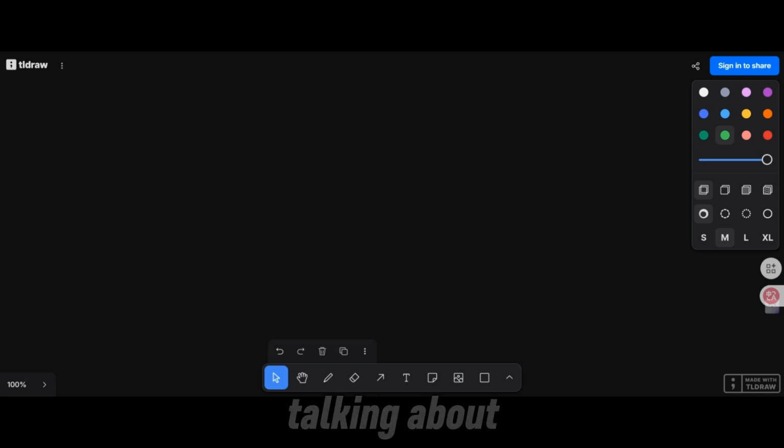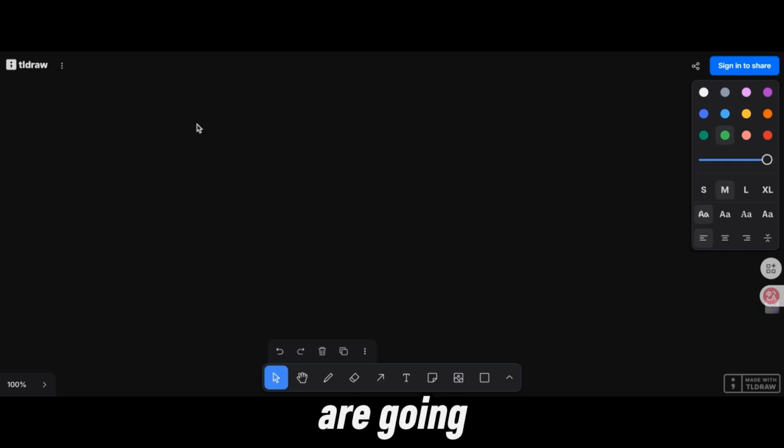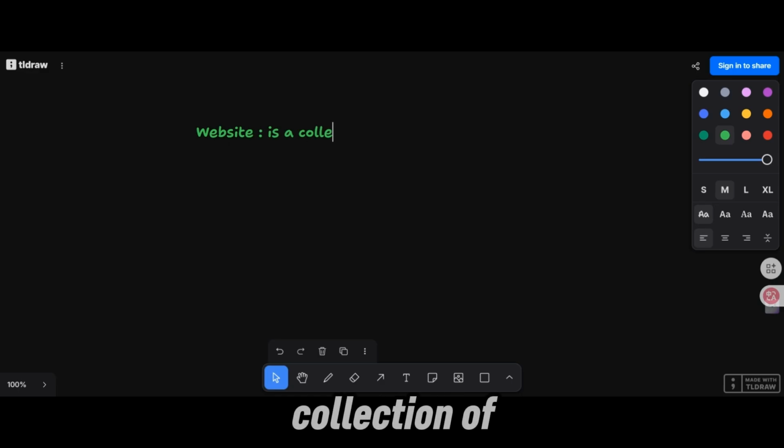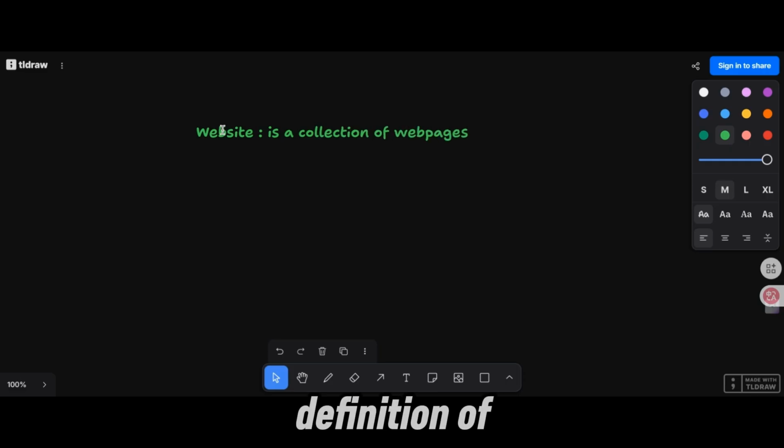So today we'll be talking about websites and what languages are, and how these two are connected. So let's start with the websites first. First, we are going to define what exactly is a website. A website is a collection of web pages. So this is the definition of a website, it's a combination or collection of web pages.